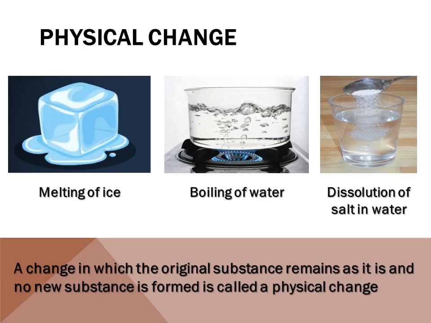Changes that occur around us can be classified in various ways as natural or man-made, useful or harmful, quick or slow, periodic or non-periodic, physical or chemical change. All these changes you have learned in the previous standard. Now let us see what is a physical change.